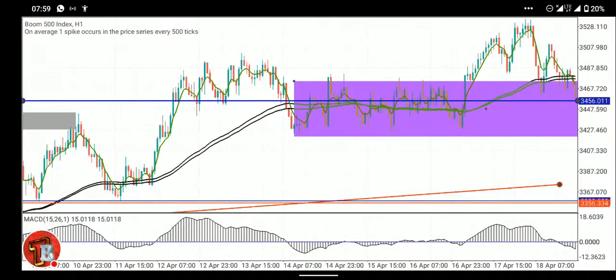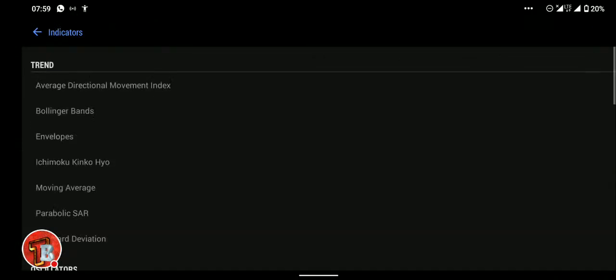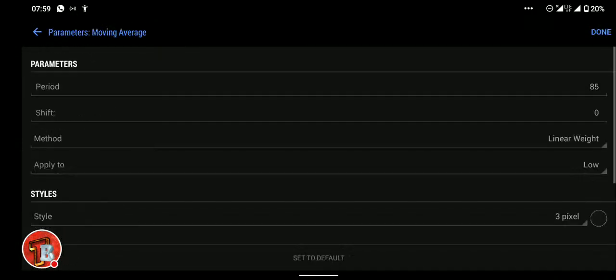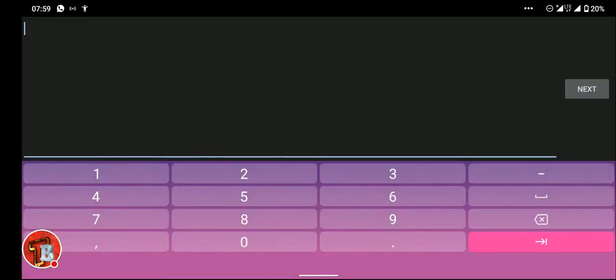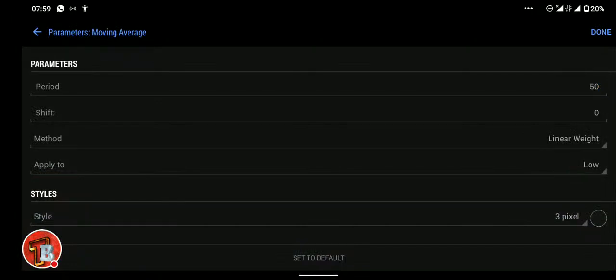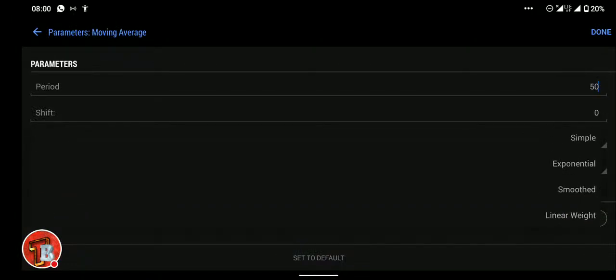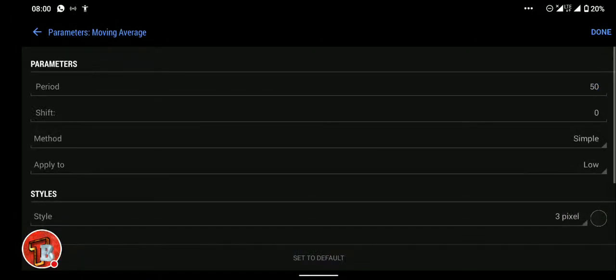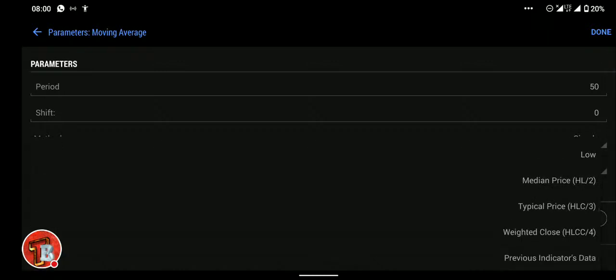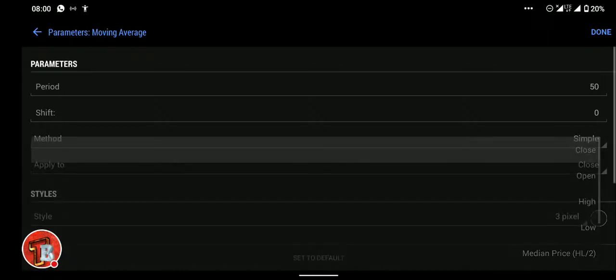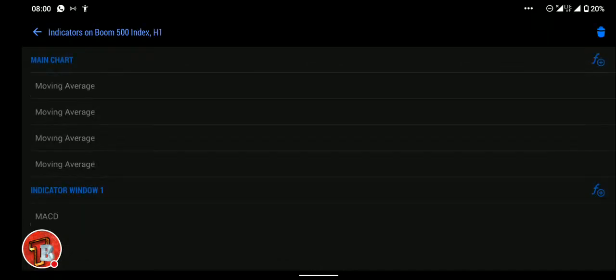Let me add another indicator, probably the 50 moving average, so we can use this for our direction. Let me add the 50 moving average. It should be a simple moving average, applied to close. Then we set it up.